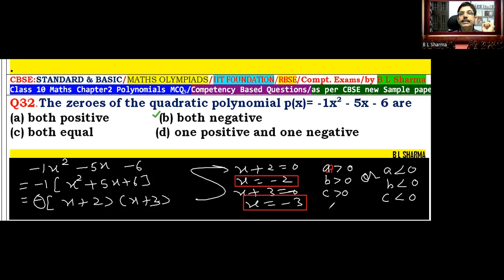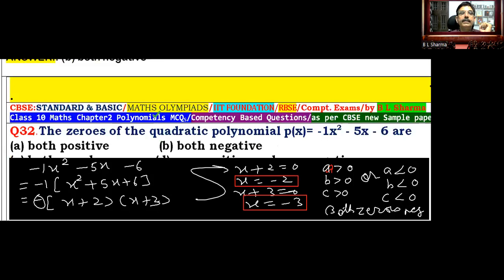In both the cases, both zeros will be negative. Both zeros will be negative. That is why we can say B is the correct option here.